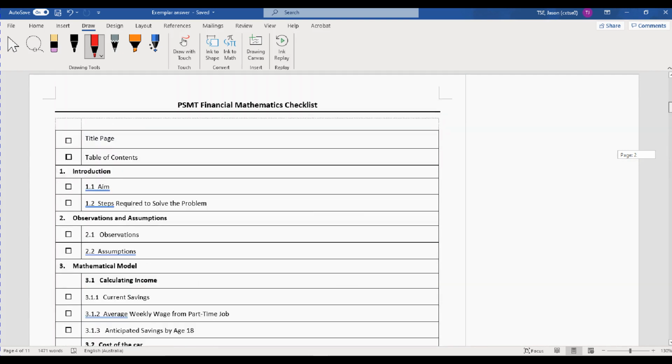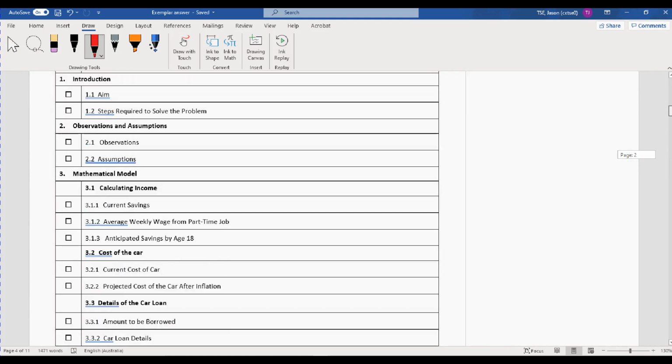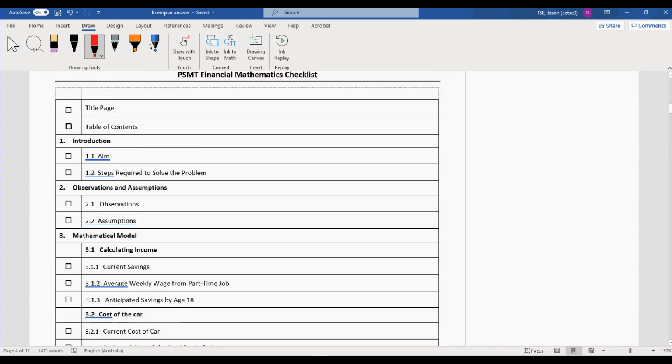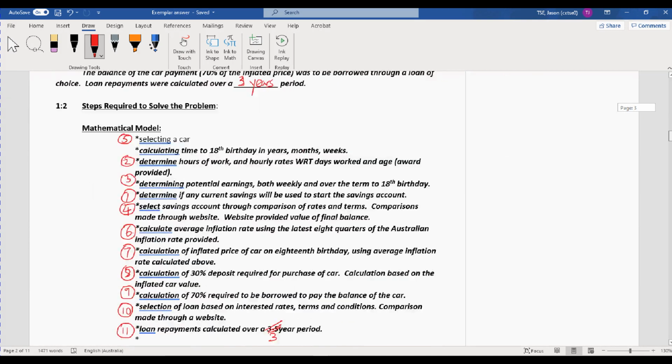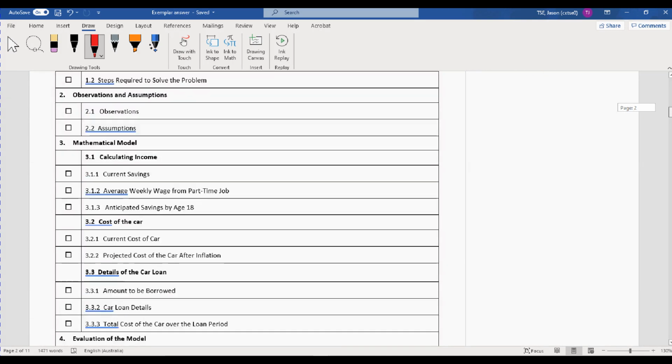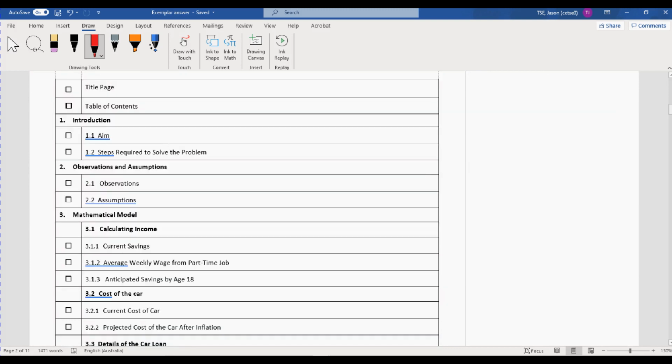So last time we've done the first part of the assignment, which is the introduction. We've written the aim of the introduction, and we also talked about the steps required to solve the problem. That's what we did in the last video. For this video, I will try to give you some ideas about the observation and assumption.